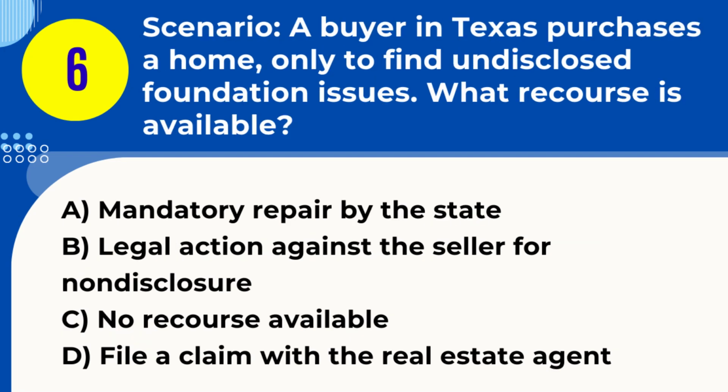Question 6. Scenario: A buyer in Texas purchases a home only to find undisclosed foundation issues. What recourse is available? A. Mandatory repair by the state. B. Legal action against the seller for nondisclosure. C. No recourse available. D. File a claim with the real estate agent.